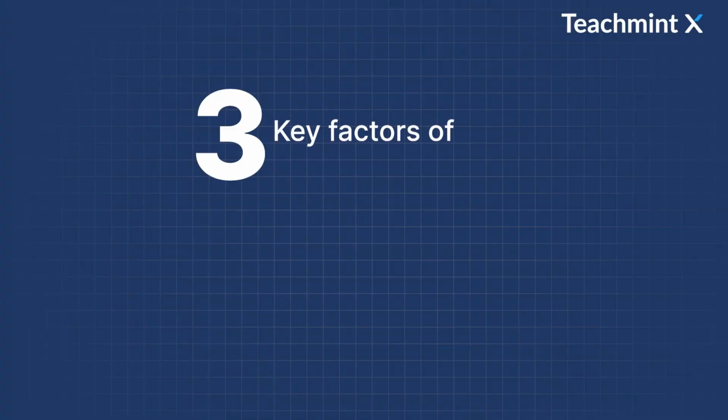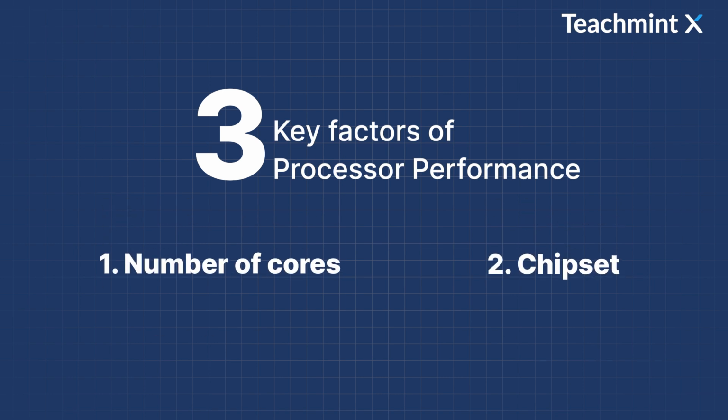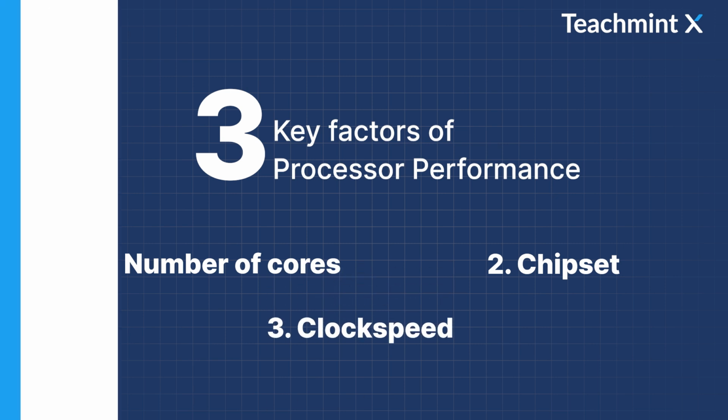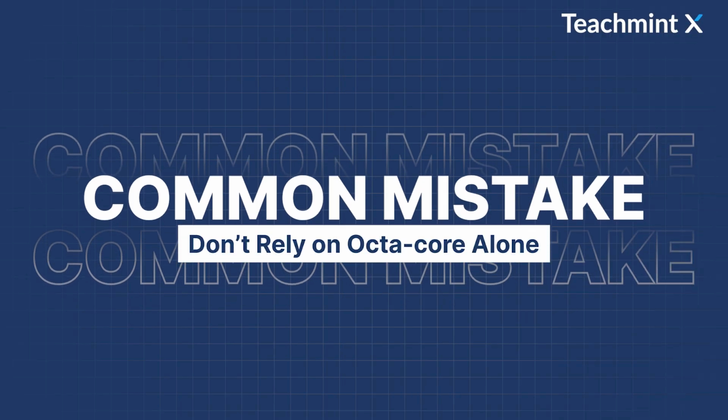A processor performs based on three different factors. These include the number of cores that come with that particular processor, the chip that is used in that processor, and the clock speed of that processor, which ensures higher overall performance. The most common mistake that people make when purchasing an interactive flat panel is focusing only on the fact that it is an octa-core processor.